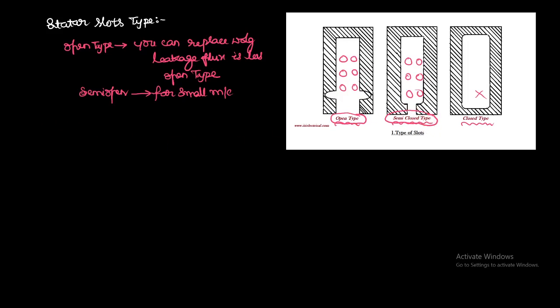That means if you observe the construction, the stator will be like this. So it is open type. Let us consider the open type of slot like this, and there is one more type like this. So that is the construction of the stator, which has only stator slots. In these stator slots we are going to place the conductors like this. So this is called the stator winding.